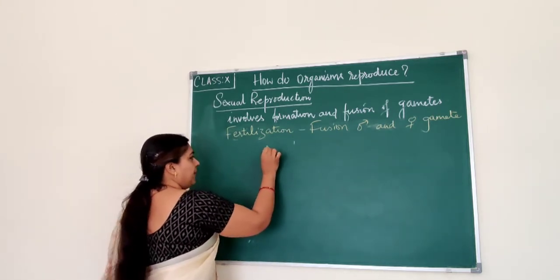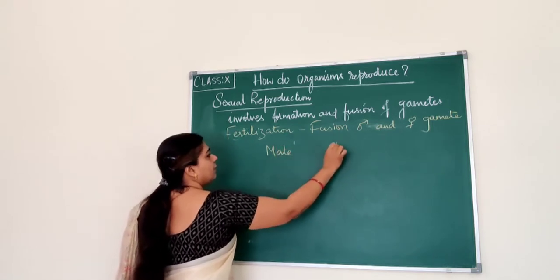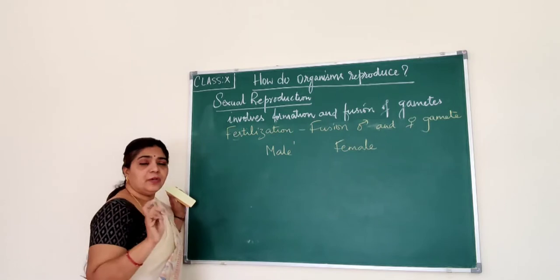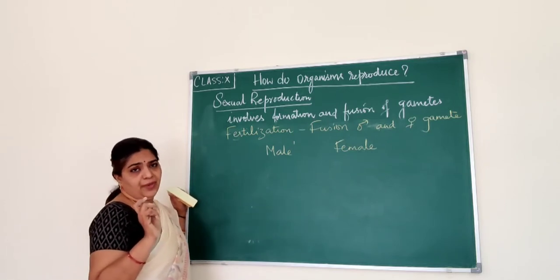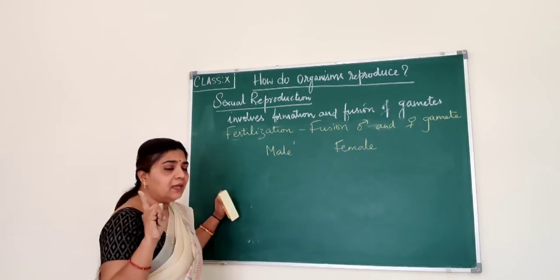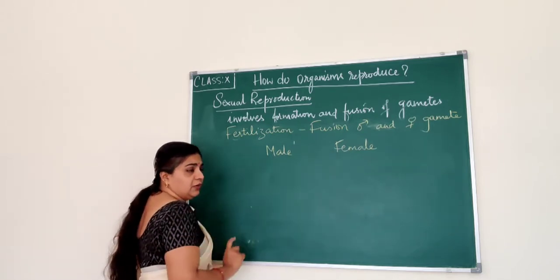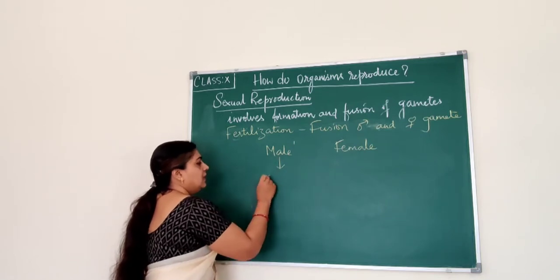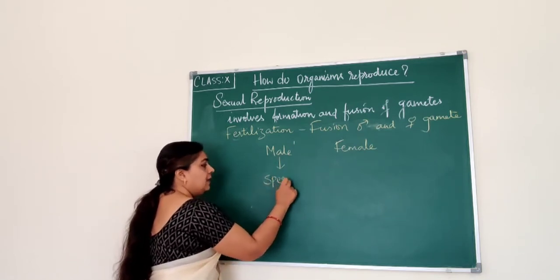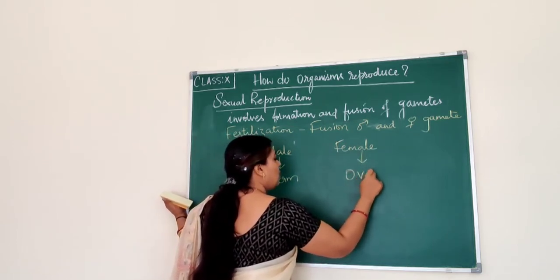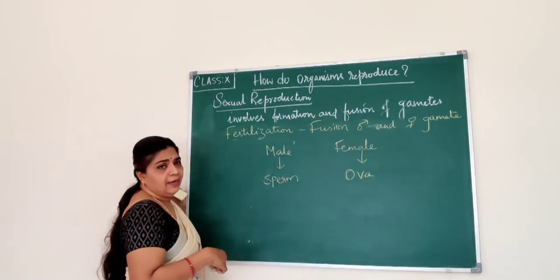Now, the male parent is there. The female parent is there, because we know very well sexual reproduction involves two parents. Asexual reproduction involves only a single parent. So here we have two individuals, right? The male produces sperm, the gamete, and the female produces a female gamete, that is ova, or egg.